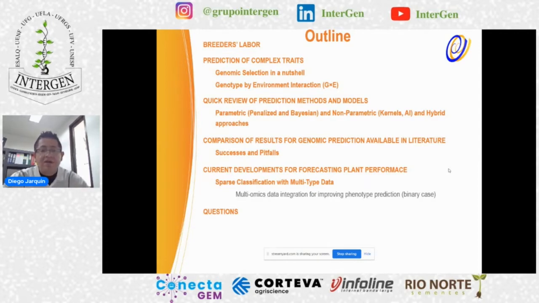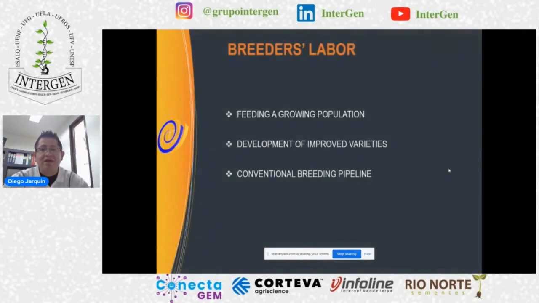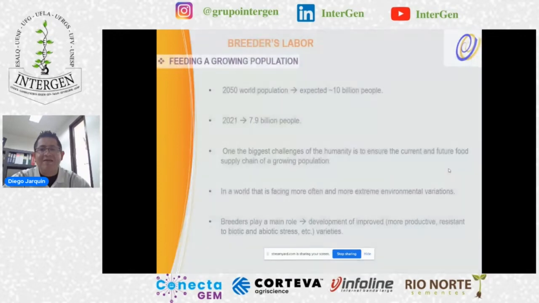And then with a sparse classification with multi-type data problem. And then at the end, we will have probably this evening time for the questions. Okay, quickly, what's the motivation? What moves us to work in this area?